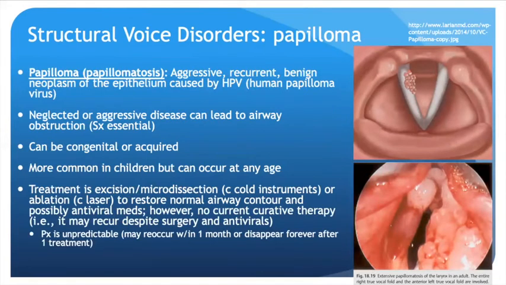So papilloma. These are aggressive, recurrent, benign neoplasms of the epithelium caused by human papillomavirus. Neglected or aggressive disease can lead to airway obstruction, even making surgery an essential, life-saving procedure. Papilloma can either be congenital or acquired. Potentially, it can be acquired by the neonate in utero. Treatment is excision or microdissection with cold instruments or ablation with a laser to restore normal airway contour, and possibly this in combination with antiviral meds.